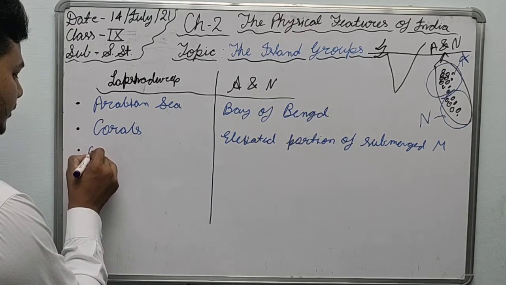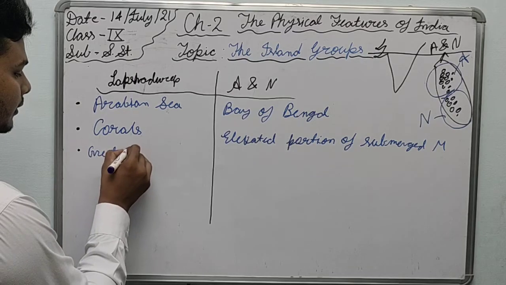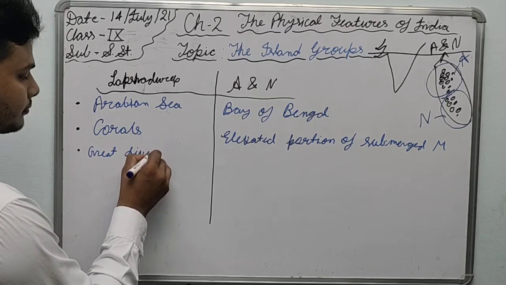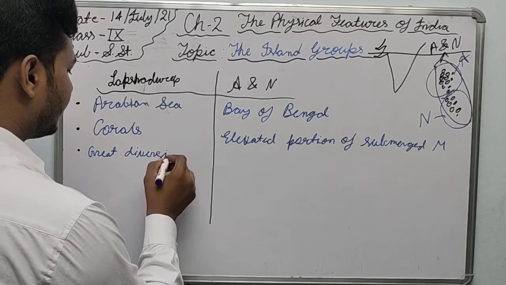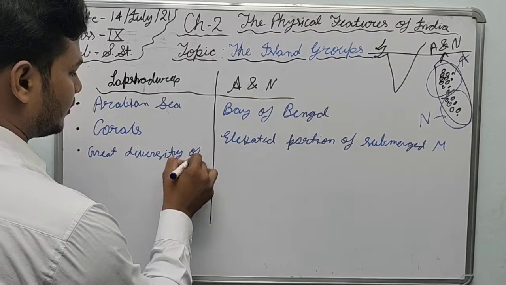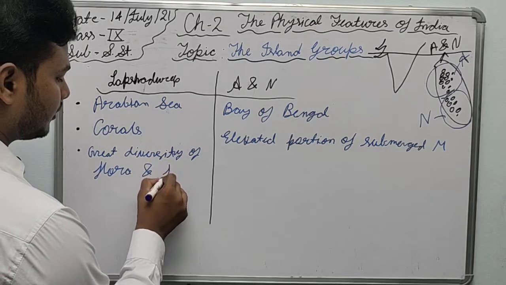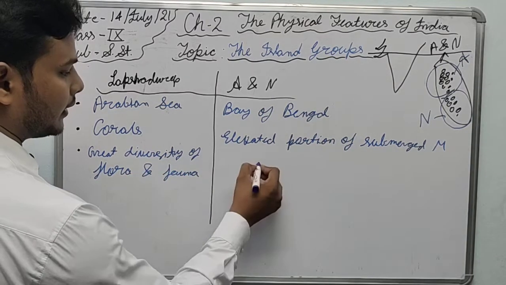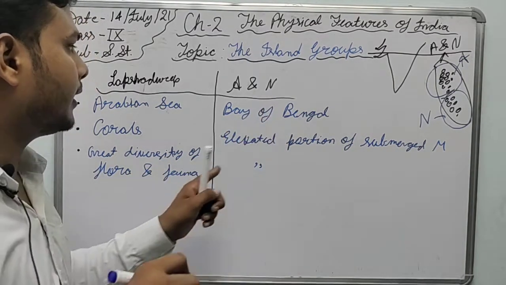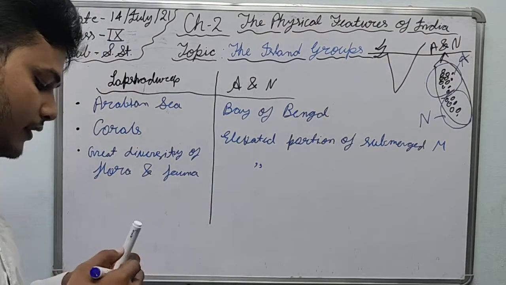So we can write great diversity of flora and fauna, and it has the same portion. It has also a great diversity of flora and fauna.